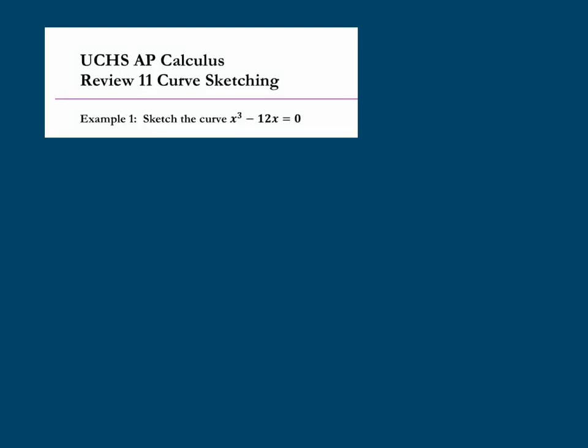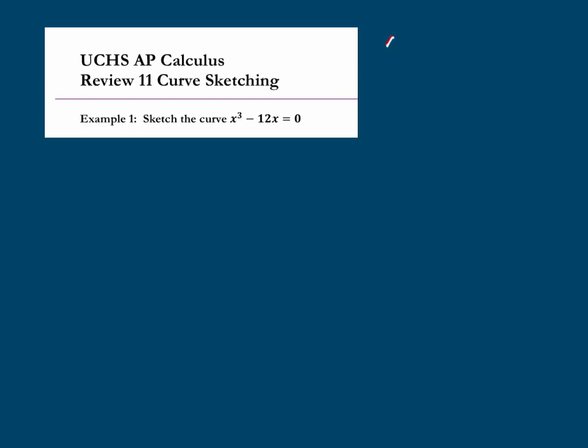Right, let's sketch this first example curve. So first thing you're supposed to do is figure out the roots, intercepts, any asymptotes. So let's figure out the roots. So we can factor out an x.